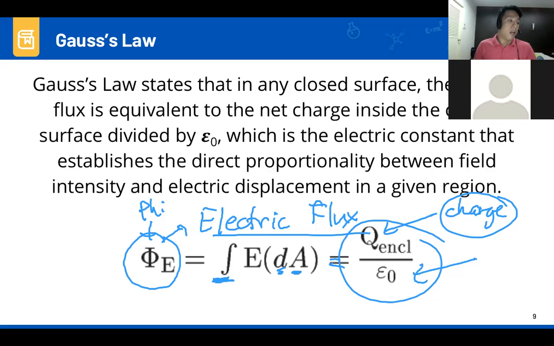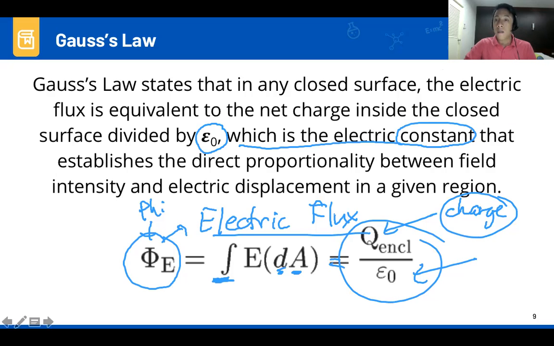Ano yung E0 na yan? Malalaman natin sa mga susunod na, no, it's already here, I should say. E0, which is the electric constant. Electric constant. And malalaman nyo mamaya what will be the tawag dito, yung kanyang pinaka equivalent. Okay? Equivalent na equation or number.